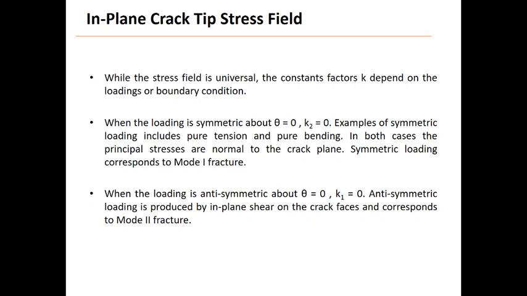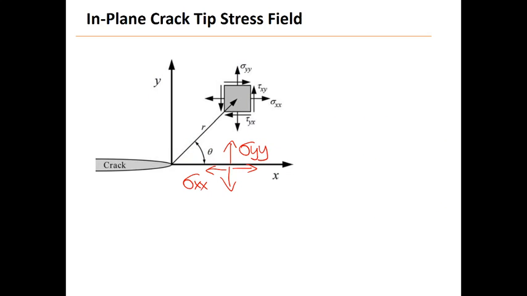The first one is that when the loading is symmetric about the line theta equals 0, we found that K2 is exactly 0. Okay? So what do we mean by symmetric loading about theta equals 0? Think about the Griffith crack under tension. That is a symmetric load about theta equals 0. So theta equals 0 is this line, right here, as the pointer shows.